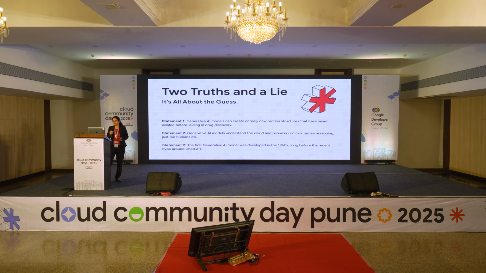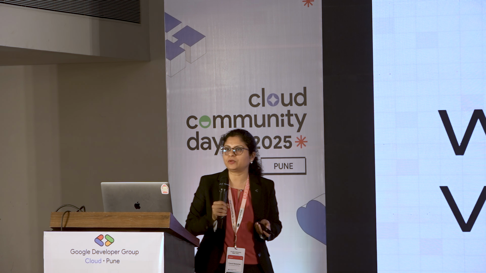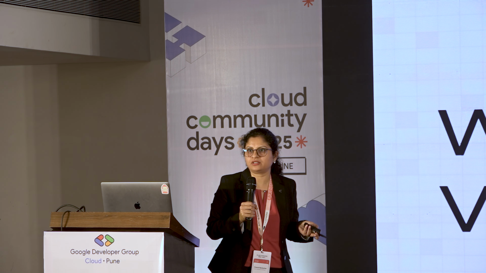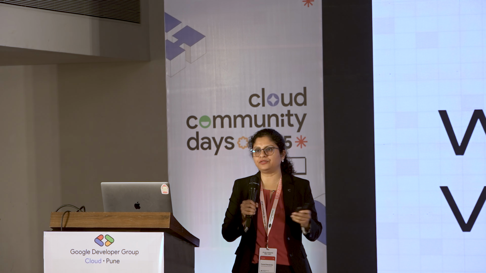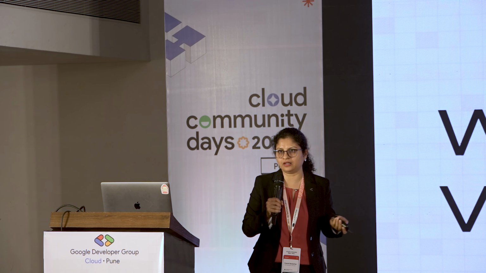Then why Google and Vertex AI? Google has built incredibly powerful AI models. These are called foundation models. Some of the foundation models are Gemini, Imagen and Chirp. Every foundation model has different use cases. Gemini is a multimodal model, and we can use this for content creation. Imagen is used for image generation, and Chirp for audio recognition and audio generation.